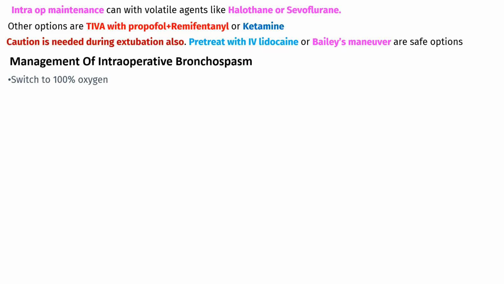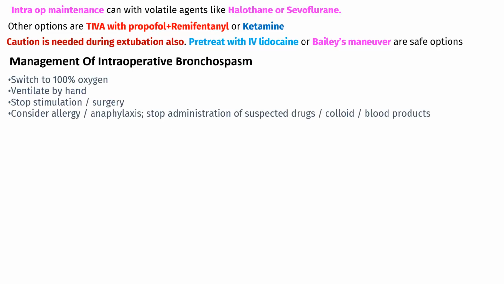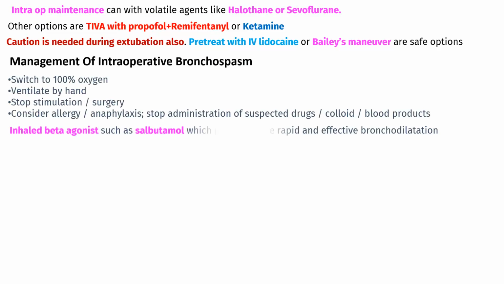Then you must write about the intraoperative management of bronchospasm. First thing is switch to 100% oxygen, ventilate by hand, stop stimulation of the airway or the surgery. Consider allergy, anaphylaxis, stop administration of suspected drug, colloid or blood product. Then you can use intraoperative inhalation of salbutamol, and there are several methods to instill it into the endotracheal tube if there is an endotracheal tube, or through the LMA, whatever strategy you are using.